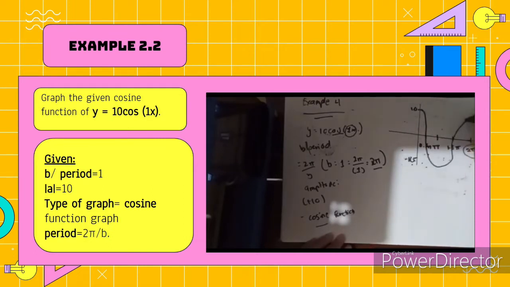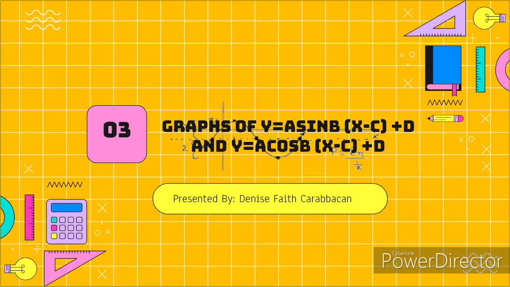So the next topic will be the other types of sine and cosine graphs by Denise Carabbacan. Let us now proceed to the third subtopic, graphs of y is equal to a sine b times the quantity of x minus c plus d, and y is equal to a cos b times the quantity of x minus c plus d.